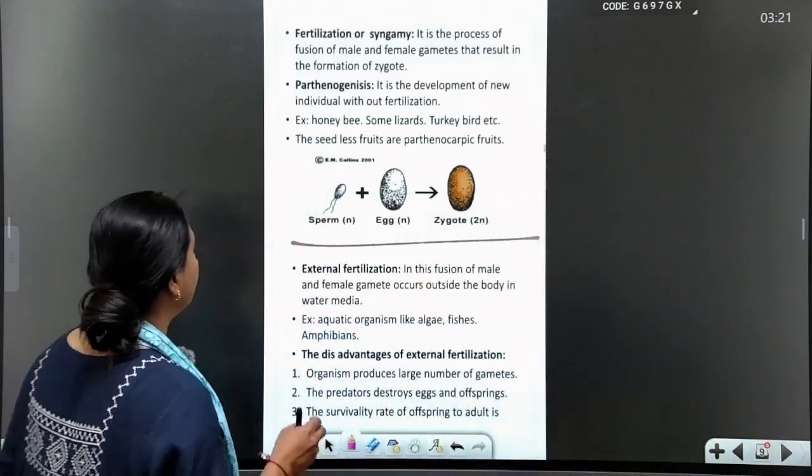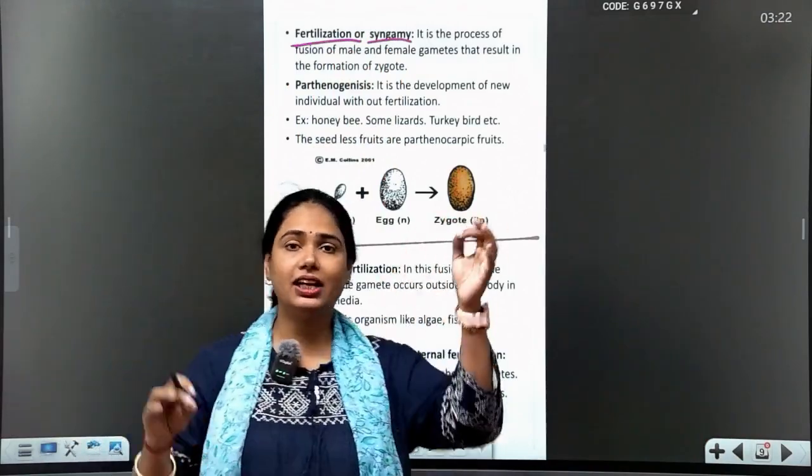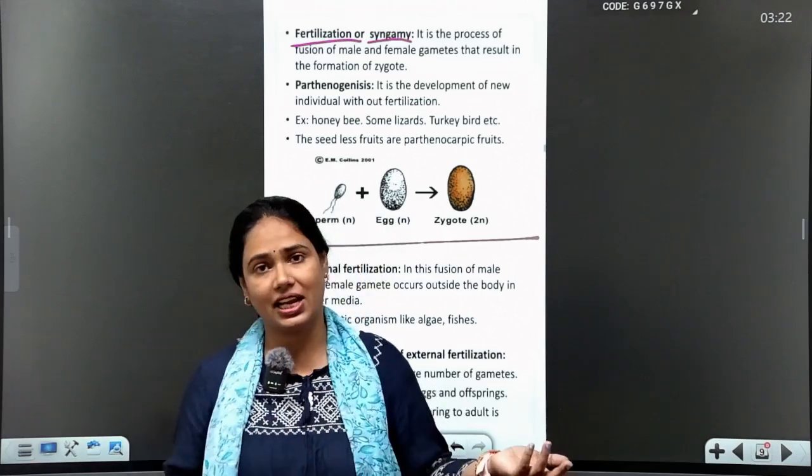Now, here is our next term. What is fertilization or syngamy? When male and female gametes fuse, that is known as fertilization, students.